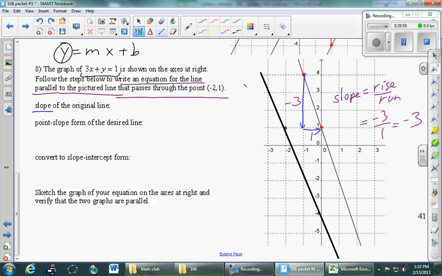So how do you move the 3x out of the way? Subtract 3x from both sides. So here's how we do this without relying on the picture. We subtract 3x from both sides. It disappears on the left, moves over to the right.